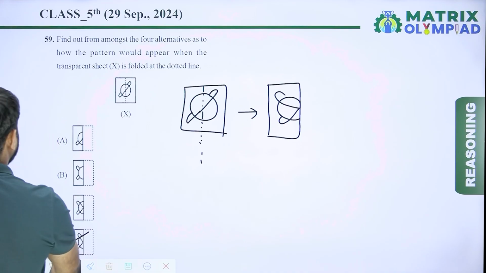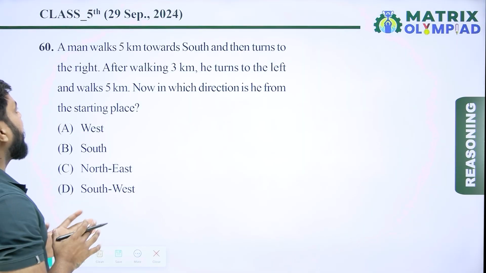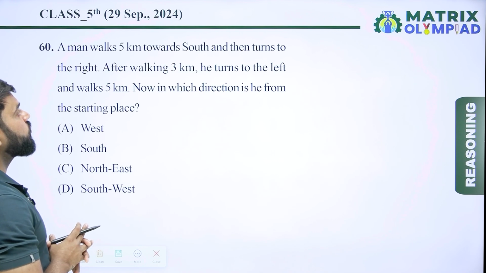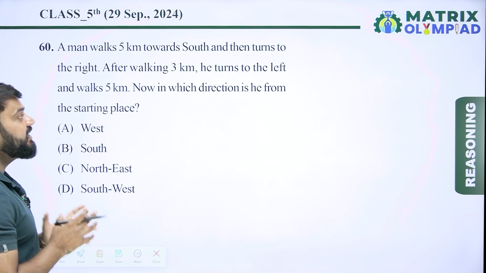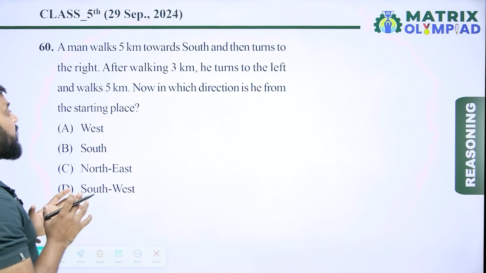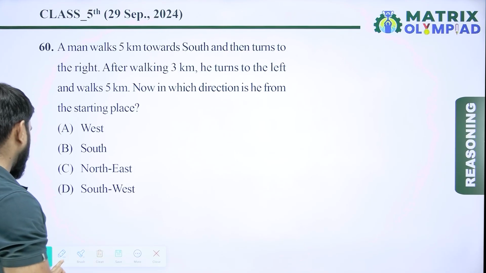So now let's move on to the next question. So now next question is question number 60. A man walks 5 km towards south and then turns to the right. After walking 3 km, he turns to the left and walks 5 km. Now, in which direction is he from the starting point?